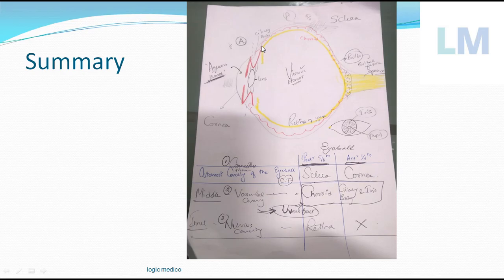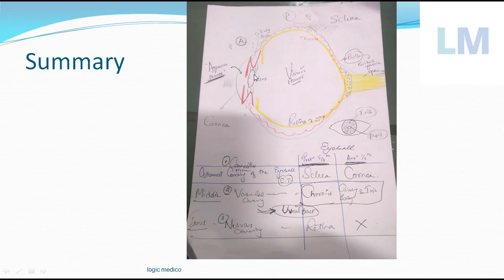Next, the middle vascular covering of the eyeball. Posterior 5/6, it's called the choroid. Anterior 1/6, it's called the ciliary body and the iris. Vascular covering of the eyeball: posterior 5/6 called the choroid, anterior 1/6 ciliary body and iris.